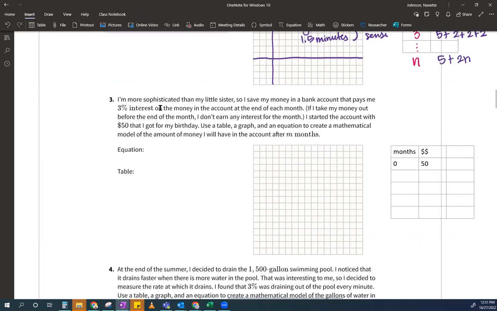Okay. And then it says, read it with me. I'm more sophisticated than my little sister. So I save money in a bank account that pays me 3% interest in the account at the end of each month. Now, do you remember when we all did this problem wrong on our quiz? Everyone's like, oh, Miss Johnson, I know how to do this. You just take 50 and you multiply by 0.03. Do you guys remember that? What's wrong with this? After the first month, what's wrong with this?